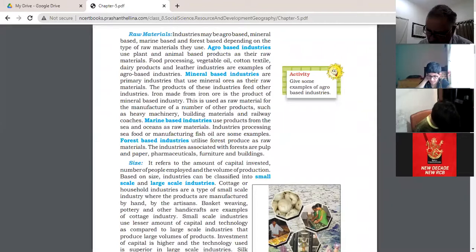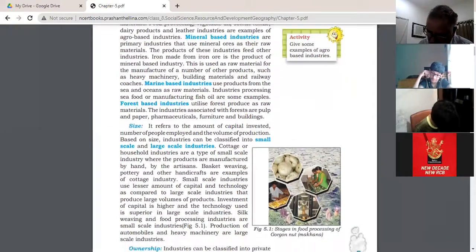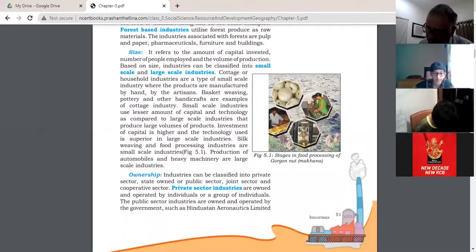Small-scale industries use lesser amount of capital and technology as compared to large-scale industries that produce large volumes of products. Investment of capital is higher and the technology used is superior in large-scale industries. Silk weaving and food processing industries are small-scale industries. Production of automobiles and heavy machinery are large-scale industries.